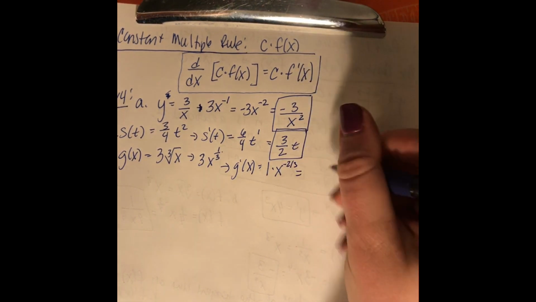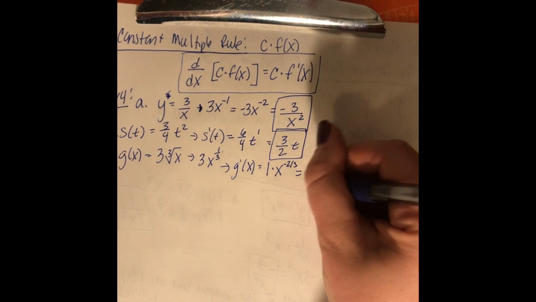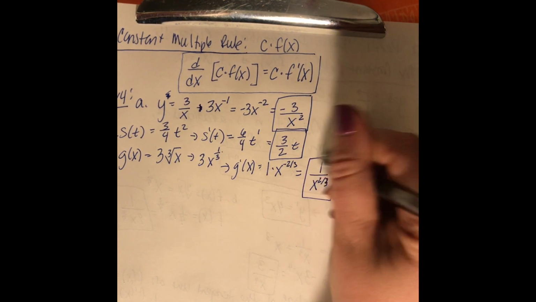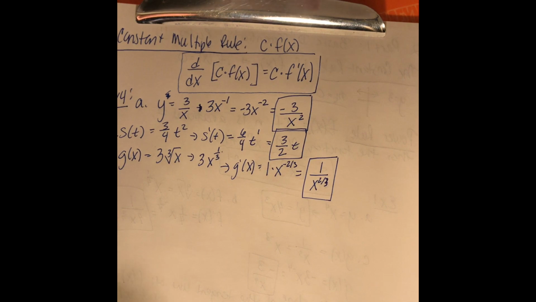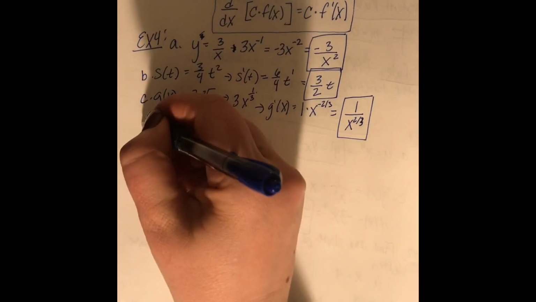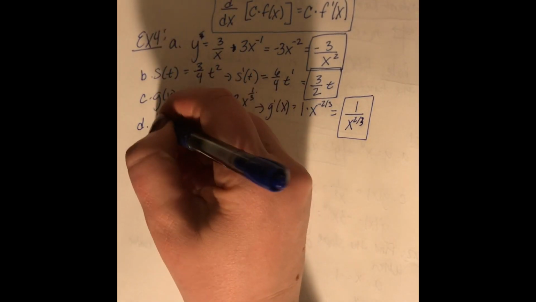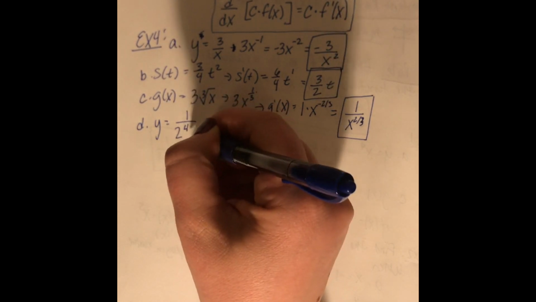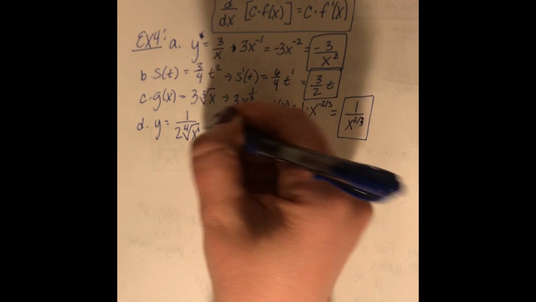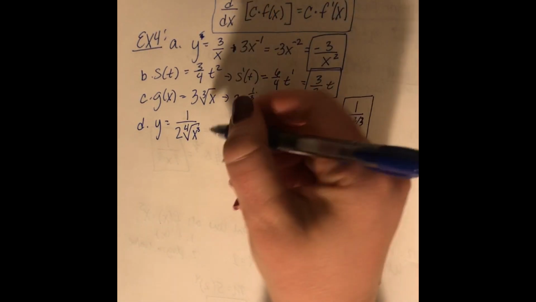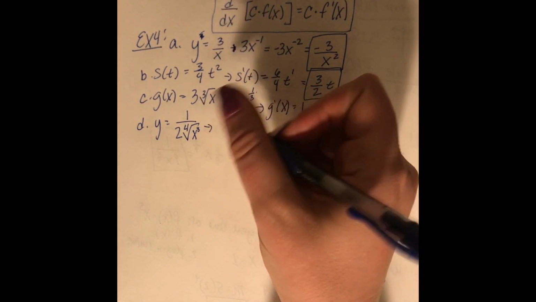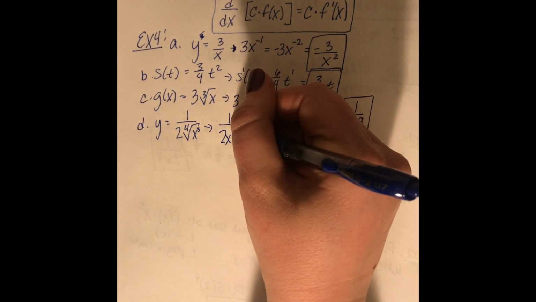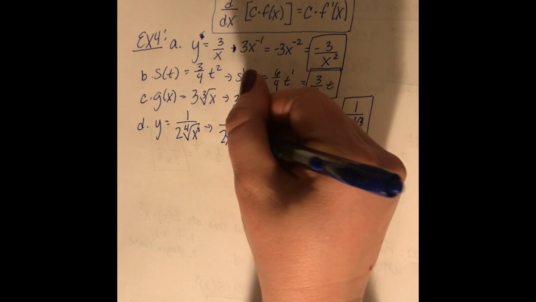But again, can never have a negative exponent. So 1 over x to the 2/3. There we go. Again, one more because it gets a little bit complicated, but we're doing the same idea. I'm going to say y is equal to 1 over 2 4th roots of x to the power of 3. Again, I'm first going to change this to a rational exponent. So 1 over 2 x to the 3/4.